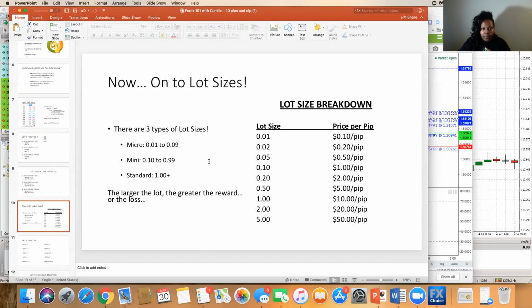So just to practice a little bit, let me go back. If you notice here, the way that you determine the dollar amount is basically moving the decimal place one place to the right. So 0.01, one place to the right is 10 cents. 0.05, one place to the right is 50 cents. 0.50, one place to the right is $5. 2.00, one place to the right is $20, and so forth.